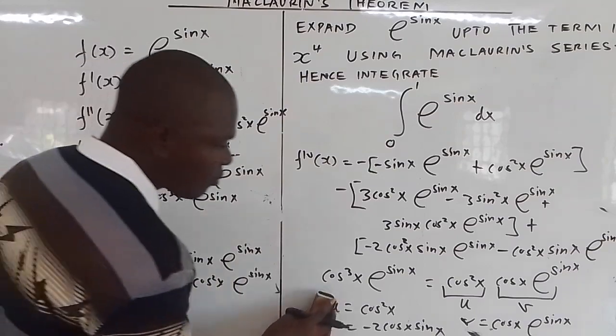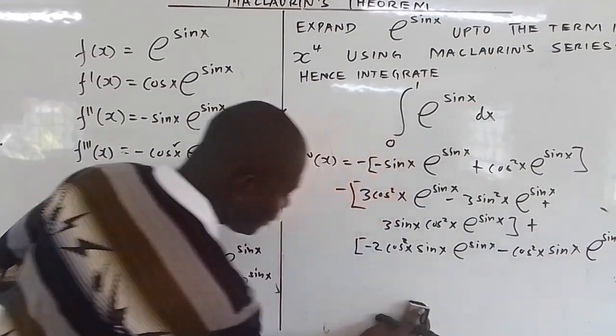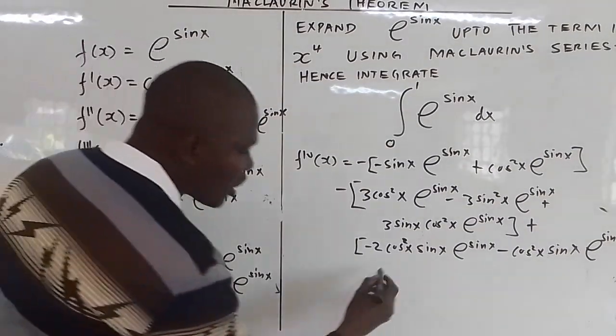Then it is plus cos squared x times cos squared x, you get cos raised to power 4, isn't it?